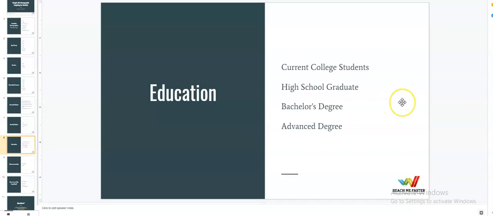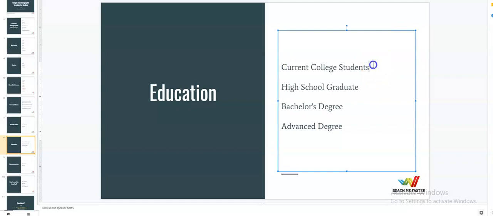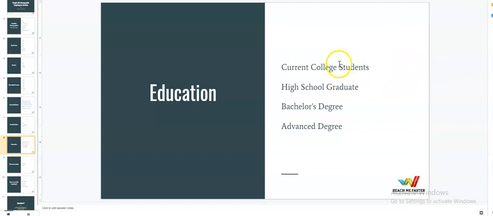Similarly, you have the education. So this might be interesting for some people, like any office that is near a college or near a university. You might be able to target current college students. You can apply a bid adjustment. You can apply a negative bid adjustment or a positive. If you want to avoid, you obviously apply a negative bid adjustment. And similarly, there is bachelor's degree, advanced degree, high school graduate.